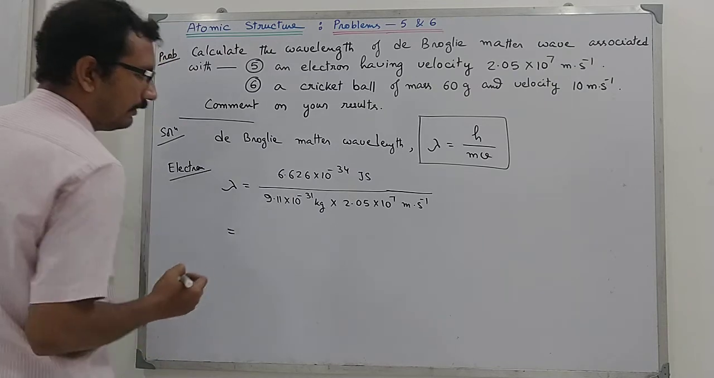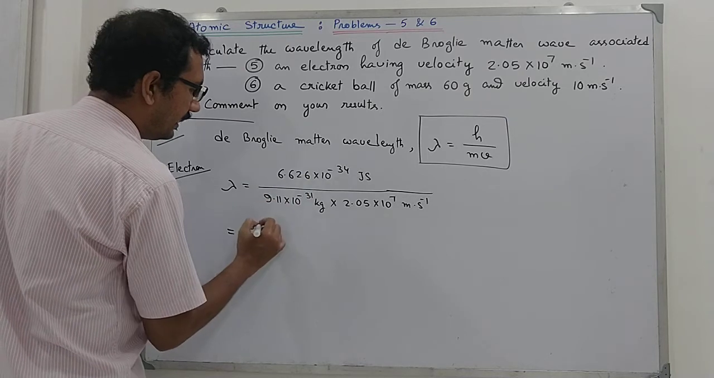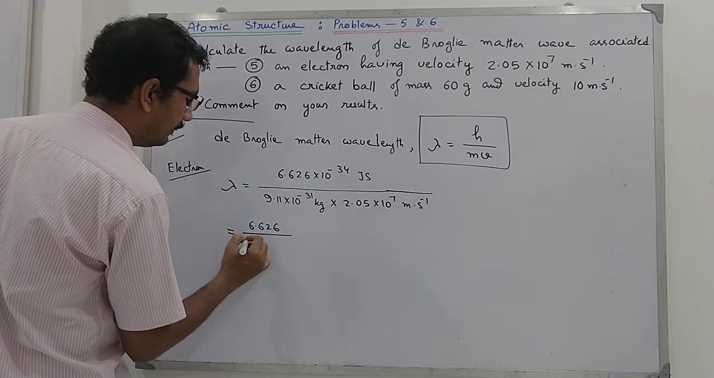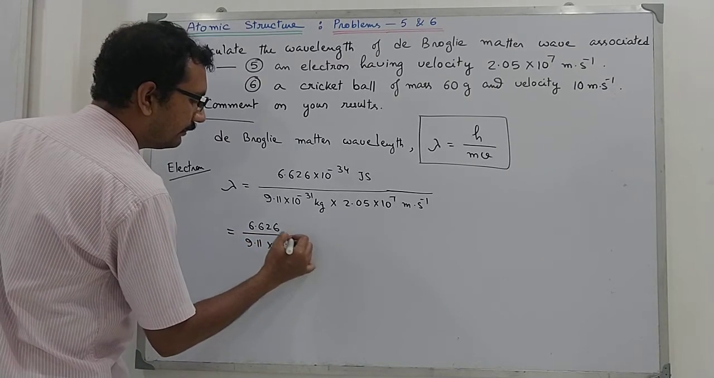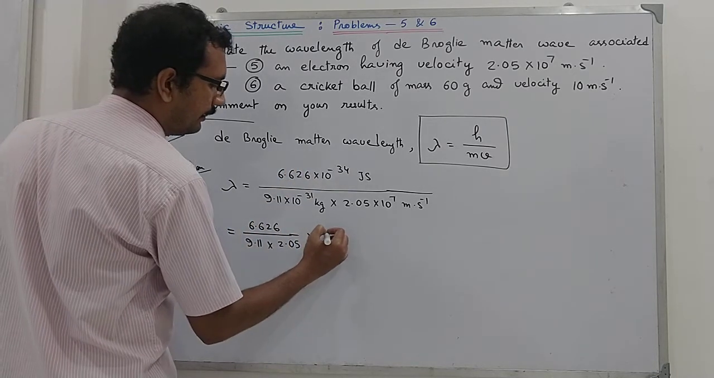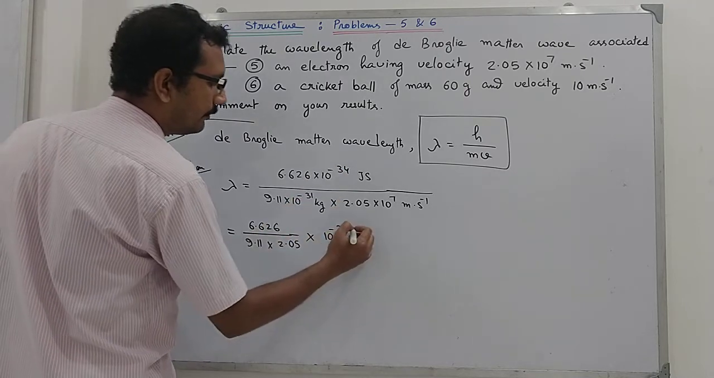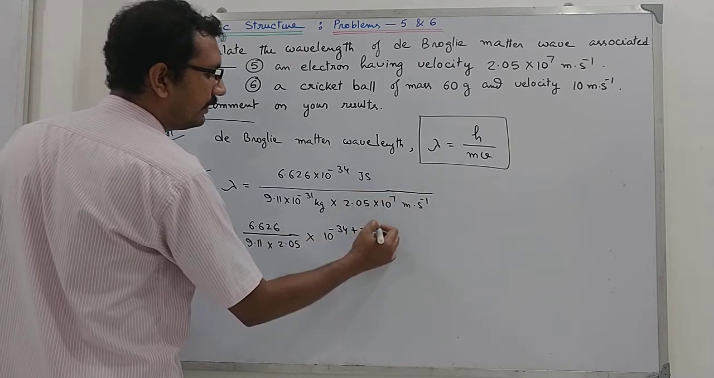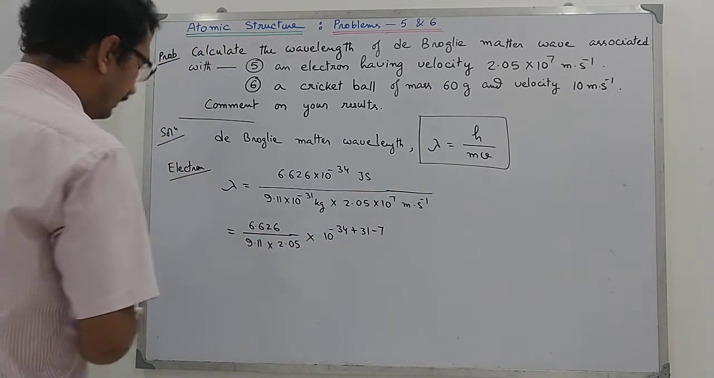Now I have told you just now, don't put the power in the calculator. So we have 6.626 by 9.11 into 2.05 here, and here we will get 10 to the power minus 34. This minus 31 will go up, so it will be plus 31, and this plus 7 will go up and it will be minus 7. So let us calculate this.